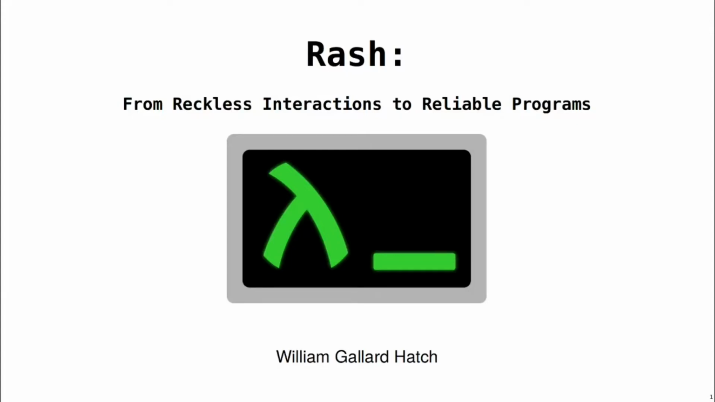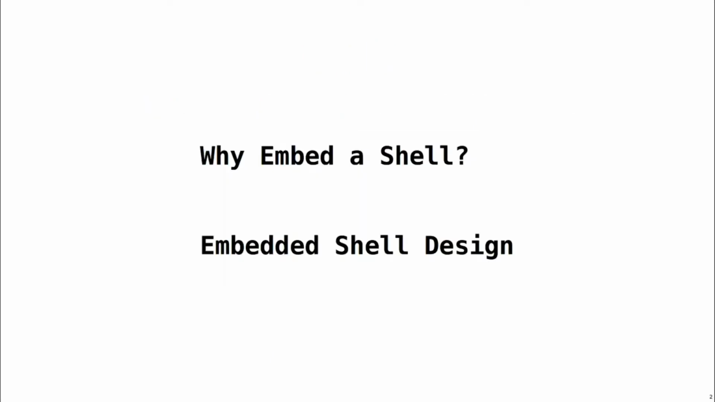Rash is a shell language like Bash or Z shell, but embedded inside the general-purpose Racket programming language. I'd like to tell you a little bit about it. I'll first explain some reasons why an embedded shell is a good idea, then I'll go on to explain the major design decisions of Rash that I believe make it a good shell.